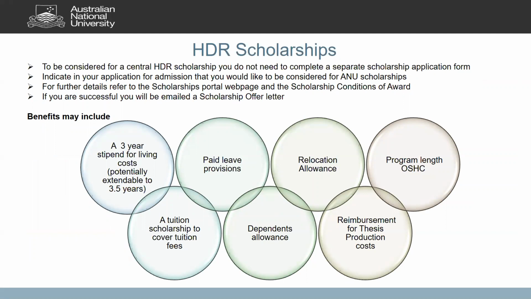HDR scholarships. To be considered for a central higher degree by research scholarship, you do not need to complete a separate scholarship application form. Instead, you can indicate in your application for admission that you'd like to be considered for an ANU scholarship. Further details can be found on the scholarships portal webpage, which also includes the scholarship conditions of award. If you are successful, you'll be emailed a scholarship offer letter. This is in addition to your offer of admission. Some common benefits are listed here. However, the benefits vary depending on the specific scholarship that you've been awarded.